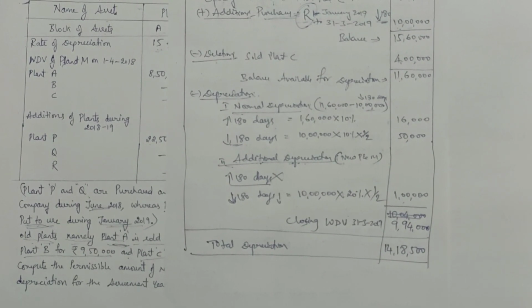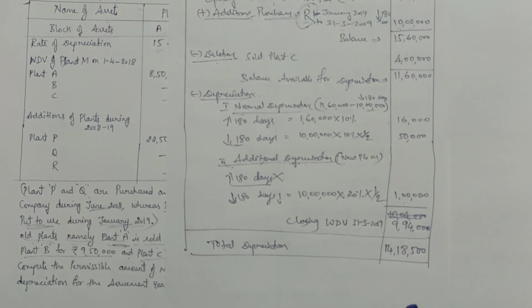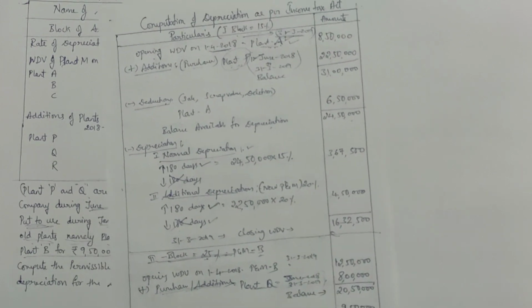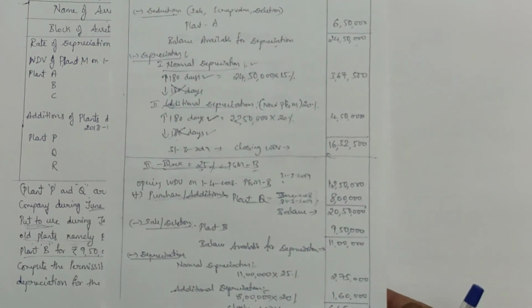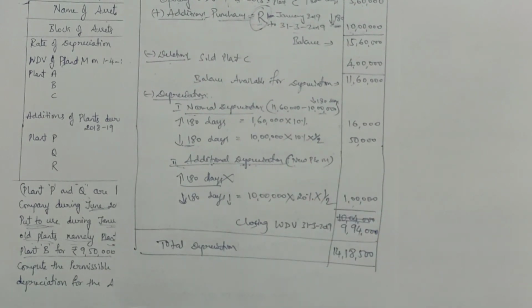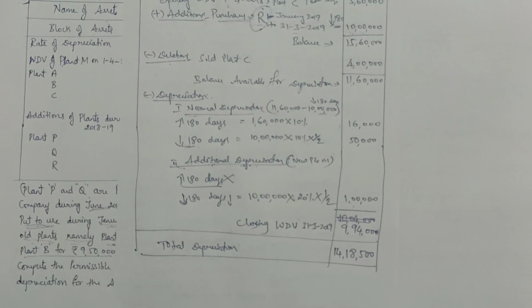So once again we will check it out. 3,67,500, 4,50,000, 2,75,000, then 1,60,000, and here 16,000, 50,000, and 1 lakh. So total we will get 14,18,500 as the total depreciation.